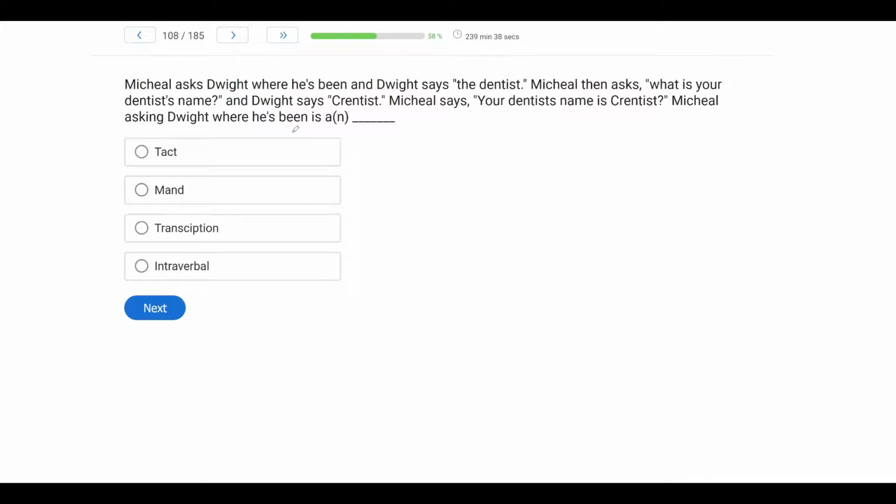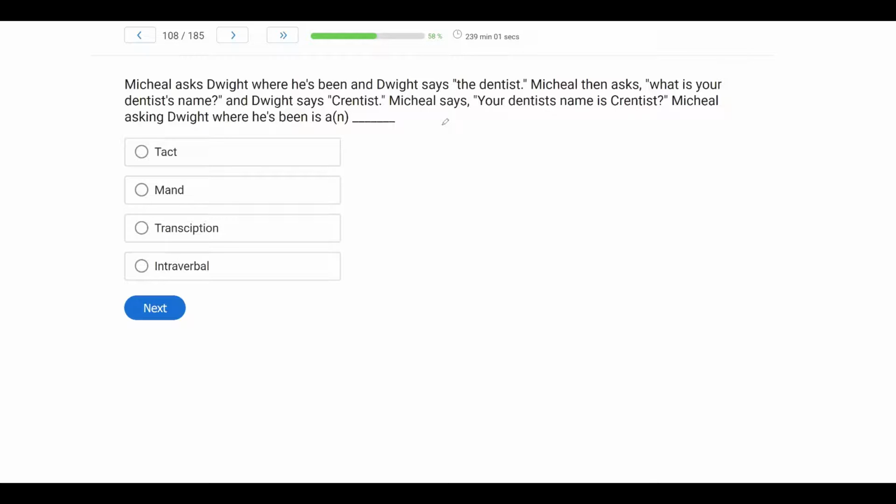Michael asking Dwight where he's been is a blank. We have verbal behavior questions here, and verbal behavior is pretty straightforward because there are so few options you really have to choose from. When we think about our verbal operants, there are only a select few we need to know. The most important thing we want to know about verbal behavior is we have a speaker, we have a listener. We're concerned with the function of the communication. And then we want to know what's evoking the language and what's reinforcing the language. If we can answer those questions, we're going to be okay. Point-to-point correspondence also helps. Formal similarity also helps.